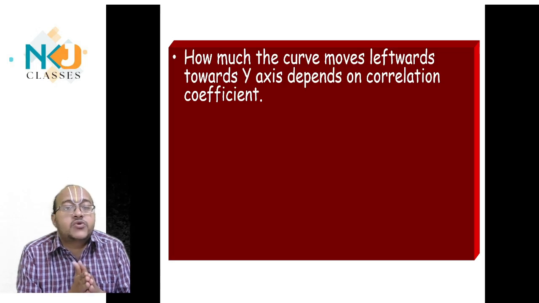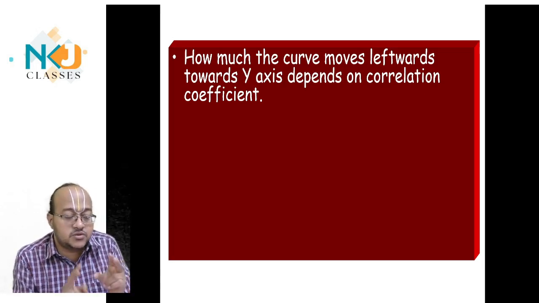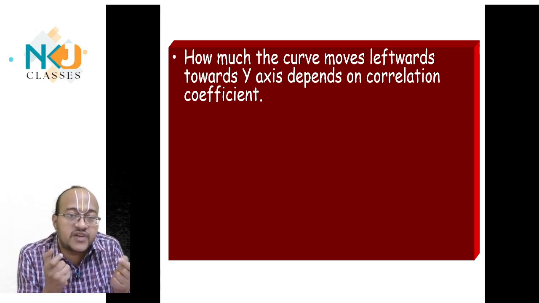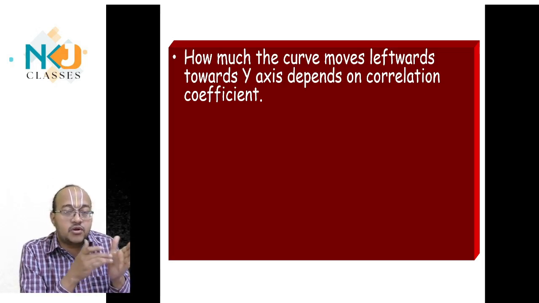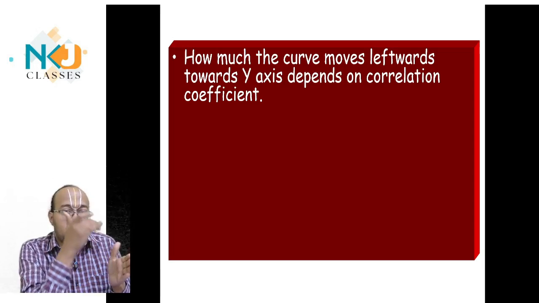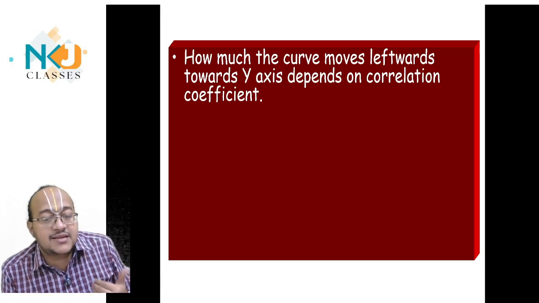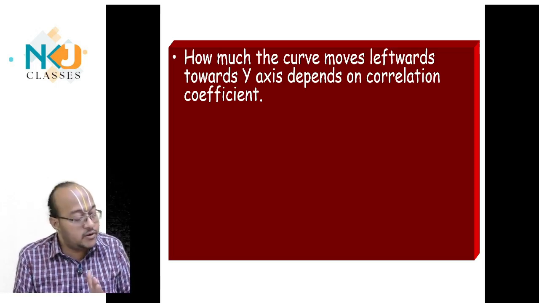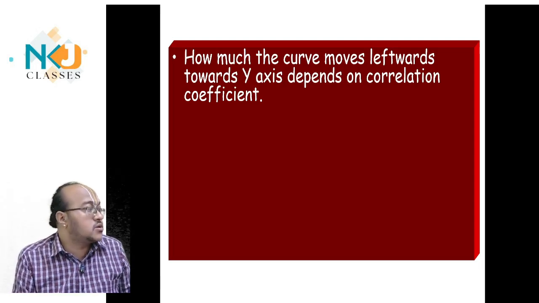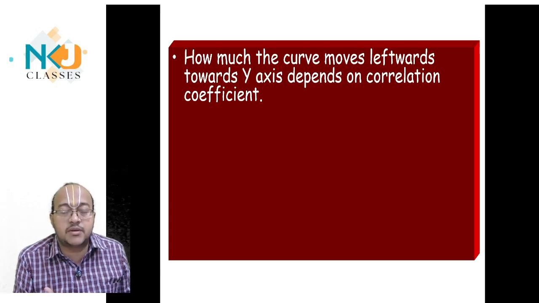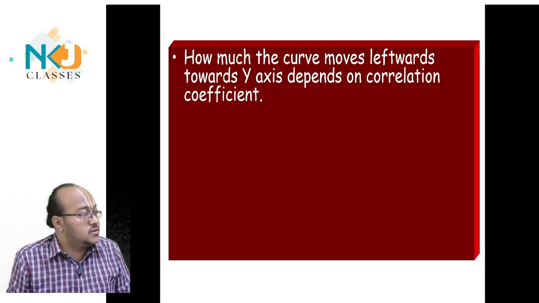But all the securities will not touch it. Why? Because only two securities having a perfect negative correlation of -1 can touch the y-axis, and we can bring the risk to 0. Other portfolios having a lesser correlation will move leftwards, but how much they move is determined by the correlation coefficient. Are you understanding?